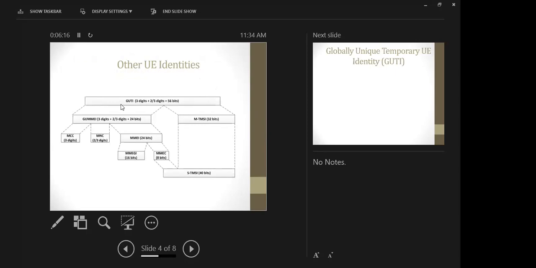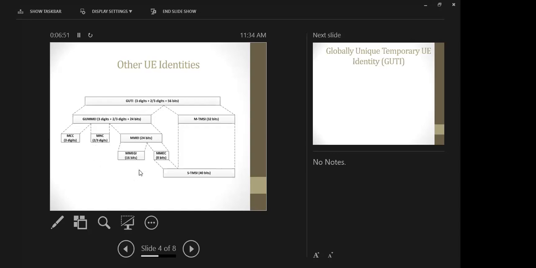When you power up, the network will assign you a GUTI, and if you move to a different location, you will get a new GUTI. Even if you are at the same place, from time to time the network can change your GUTI. The GUTI has a few different parts, and one part includes your MCC and MNC.